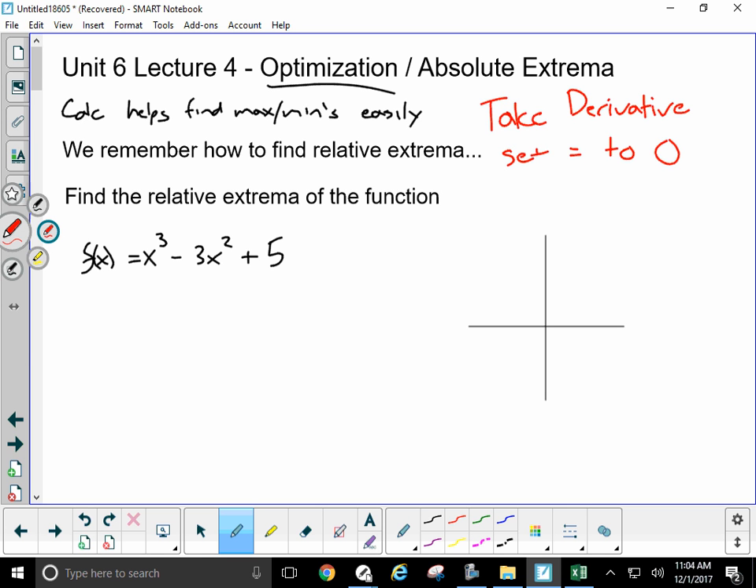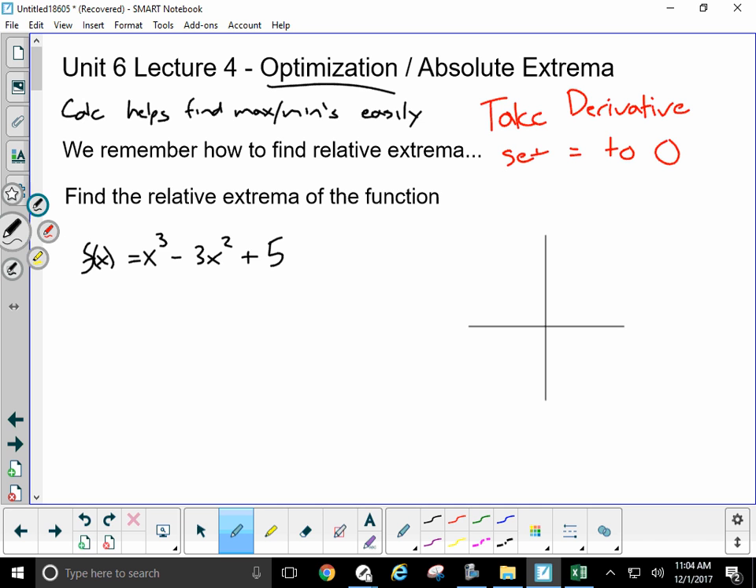Okay? That's the key. If I want to find a max of something, take the derivative, set it equal to 0. It could be anything. I have some sort of expression for it. I can take the derivative of that expression, set it equal to 0. It's great. Now remember finding relative maxes and mins.